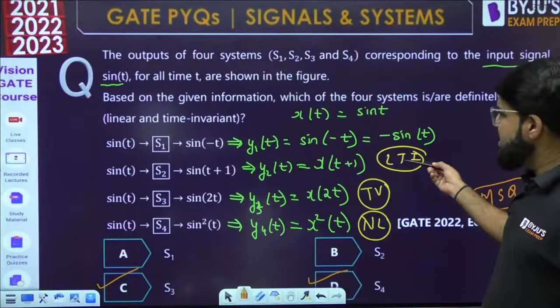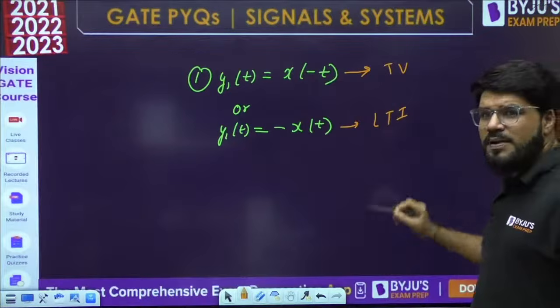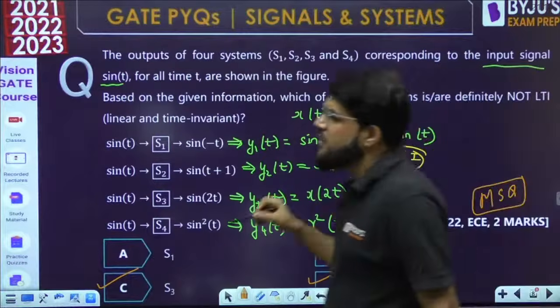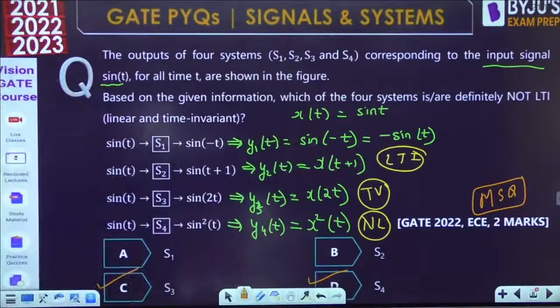Okay, the second one is LTI. First one may or may not be LTI, but third and fourth are definitely not LTI. So that's what they are asking: which of them are definitely not LTI? Okay, done.